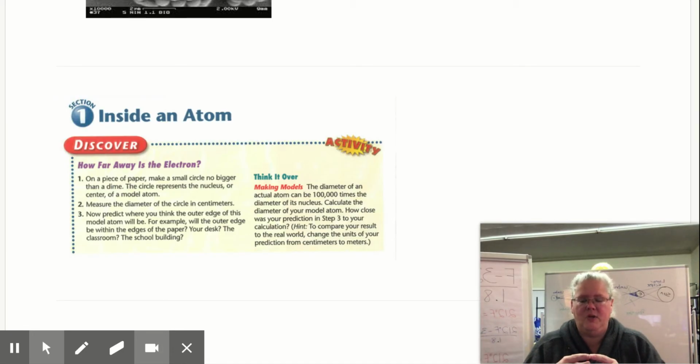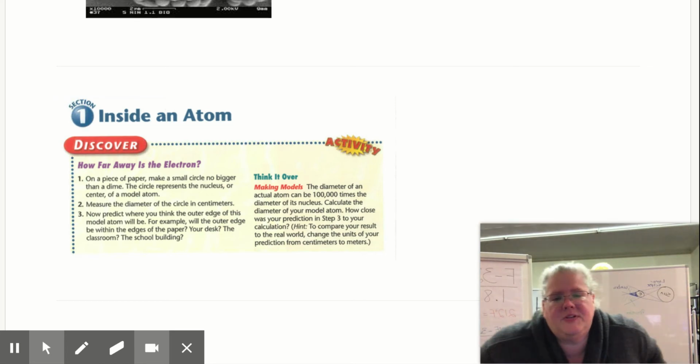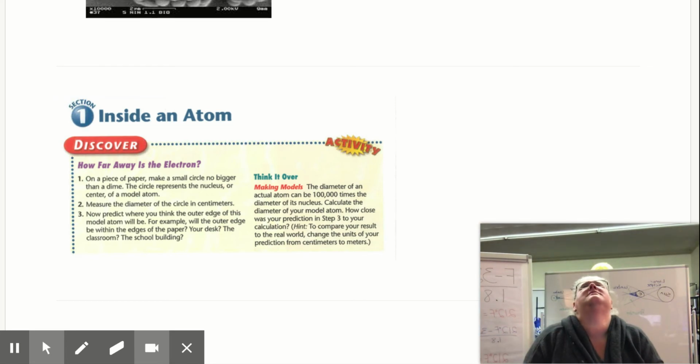Is it, you know, another dime? Is it a foot? Is it the width of the table? Is it the classroom? How far out do you think it is? Think about that for a second. If the nucleus of the atom is the size of a dime, how far out would the electron cloud go? What do you think? How far would you have to go?